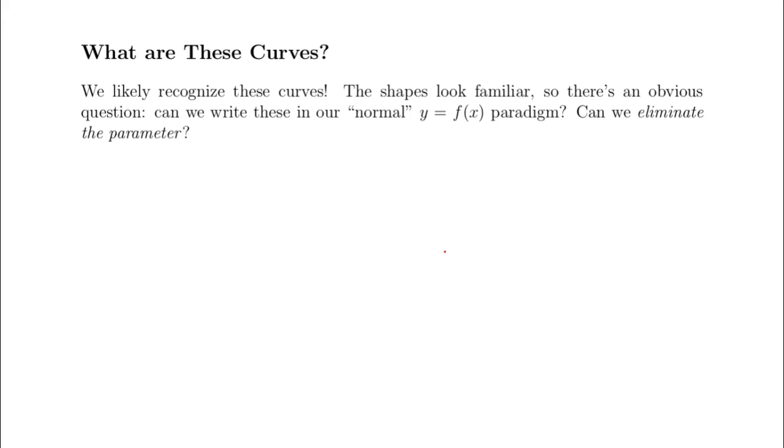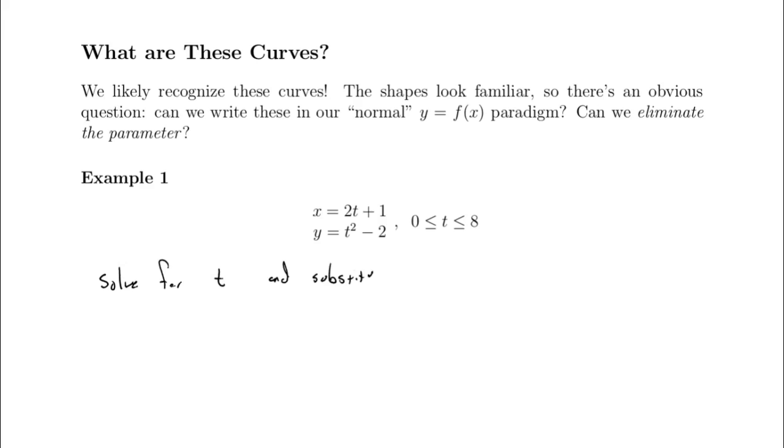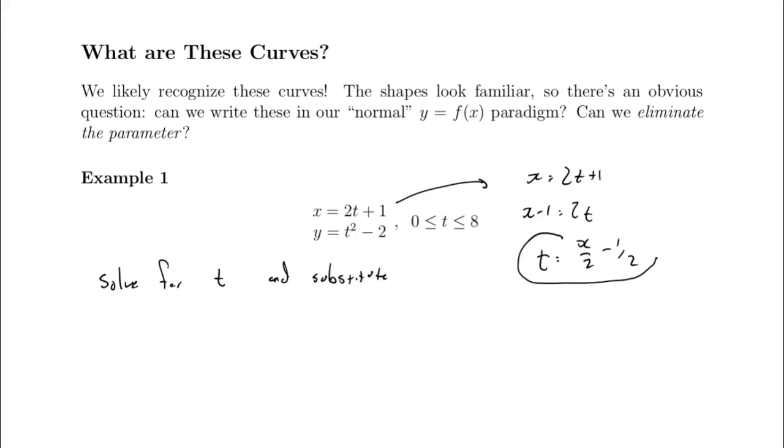And there's a couple of different methods that we can do to do it. Let's just take a look at this first example. This was our parabola. There's a pretty nice way of eliminating the parameter. What we can do is just solve for t and substitute. So what I'm going to do is just solve this thing here for t, and I'm going to say if x equals 2t plus 1, then that means that x minus 1 equals 2t, and so t equals x over 2 minus half.